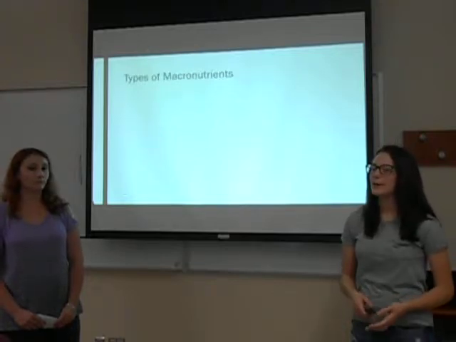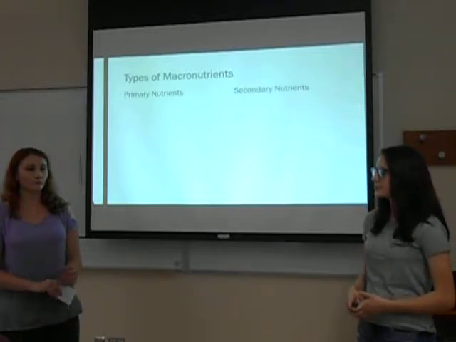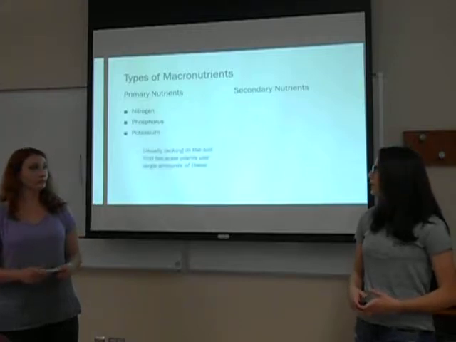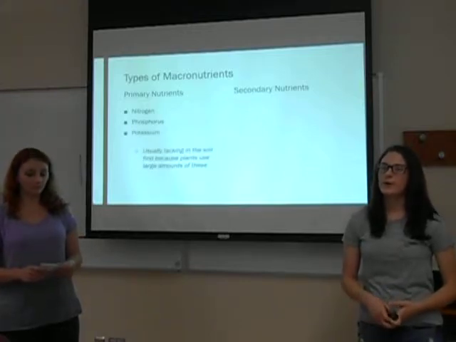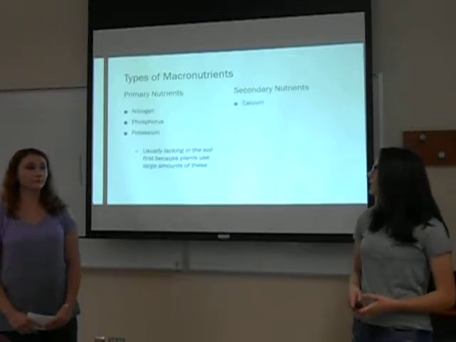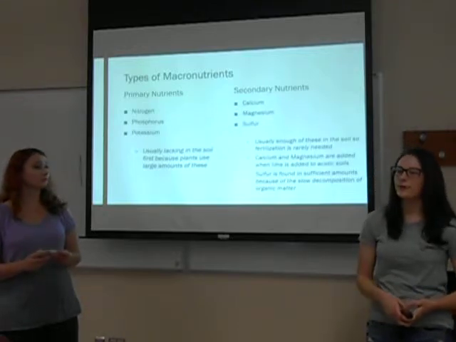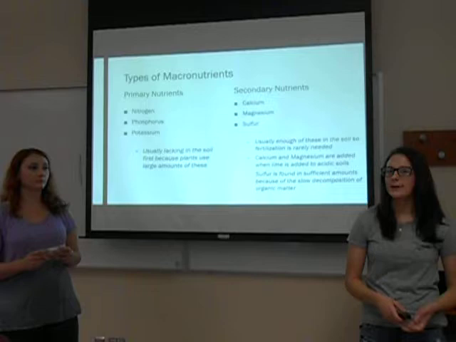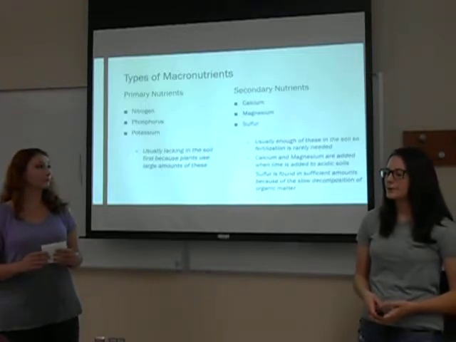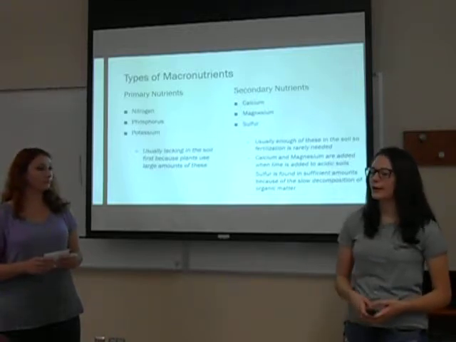So there are also two different types of macronutrients, and those are primary nutrients and secondary nutrients. The primary nutrients are nitrogen, phosphorus, and potassium. These ones are usually lacking in the soil, so if soil needs fertilization, it's normally of these nutrients. The secondary nutrients are calcium, magnesium, and sulfur, and these usually have enough in the soil, so these are not needed to be fertilized as often. Calcium and magnesium are added when lime is added to acidic soils, and sulfur is found because of the slow decomposition of organic matter in the soil.